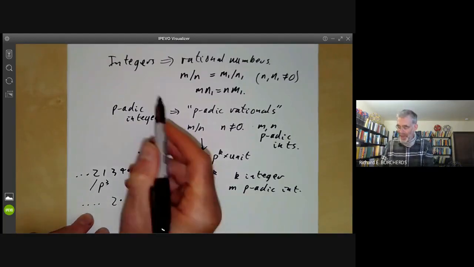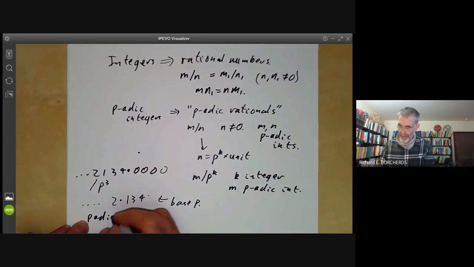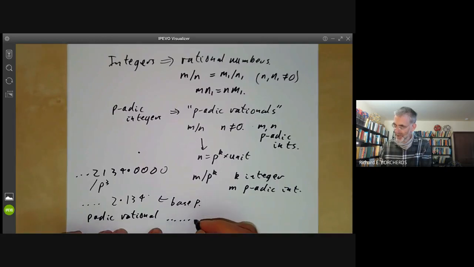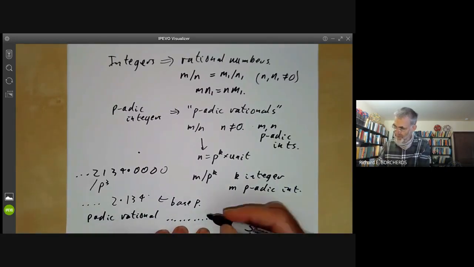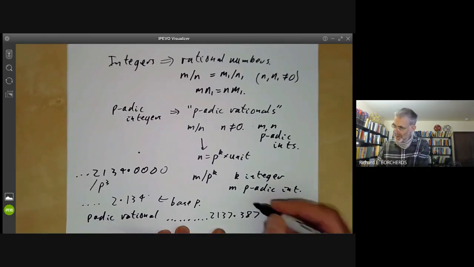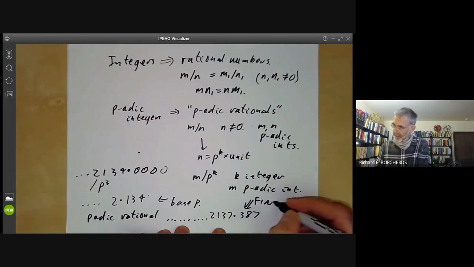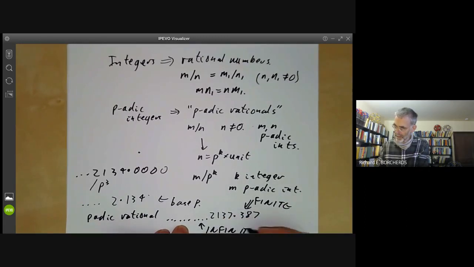So a p-adic rational looks like this. It has an infinite string of numbers before the decimal point, except I guess it's not a decimal point, it's a p-adic point. And then it has a finite number after. So here, this is finite, and this is an infinite string. You can contrast this with real numbers.